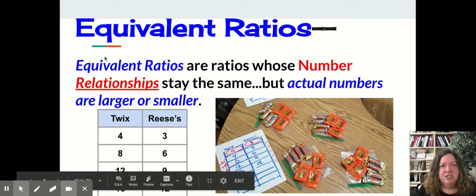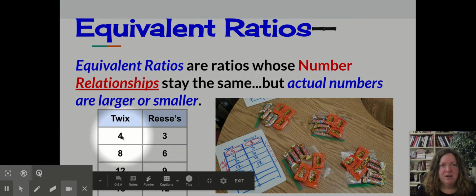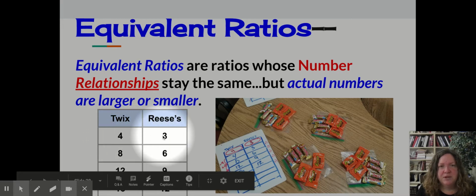So take a look at this. Twix, for 1 teacher bag, Twix is 4, Reese's is 3. There it is. There's that 1 teacher bag. But if we need 2 teacher bags, there's 1 and there's 1. The actual numbers are 8 and 6. That's an equivalent ratio to 4 to 3. So we can call it 4 to 3, and 8 to 6 is equivalent.